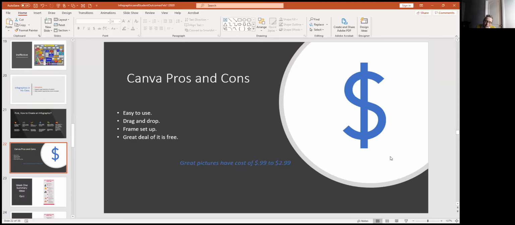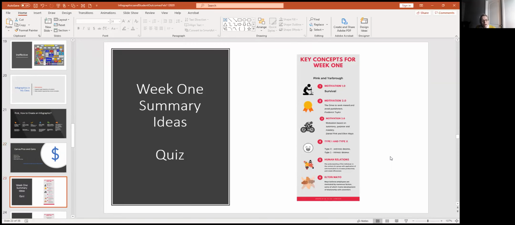A great deal of it is free. Some pictures, though, begin to cost 99 cents to $2.99. Something to think about. So here are the visuals that I created. And these stick-figure visuals are more of your free visuals, but I began to really like these more colorful visuals.